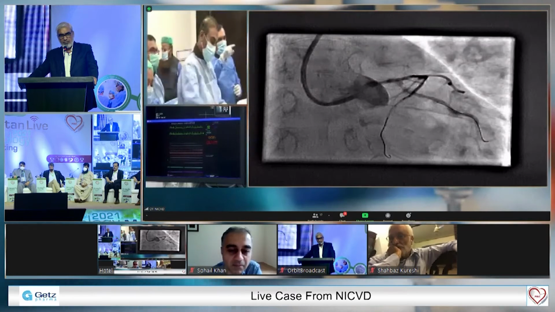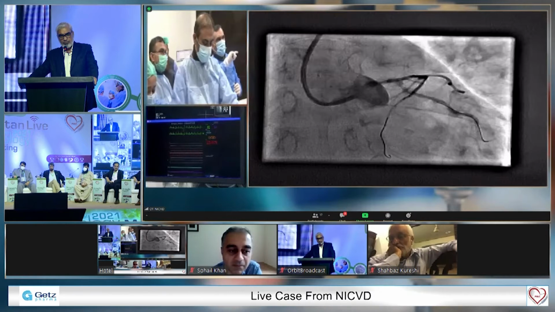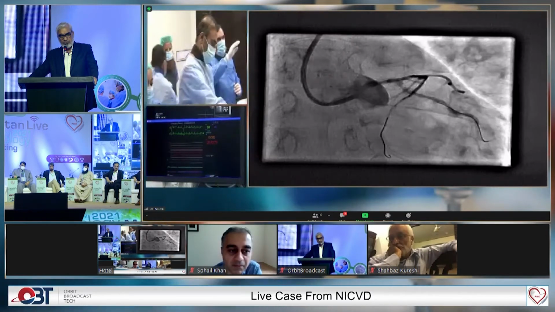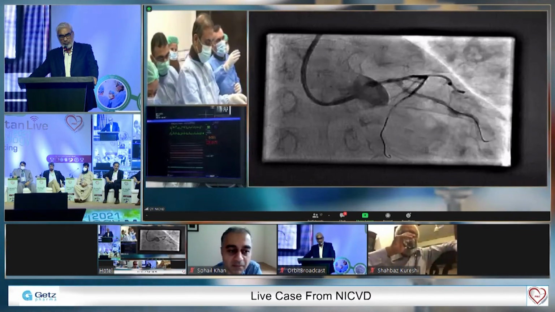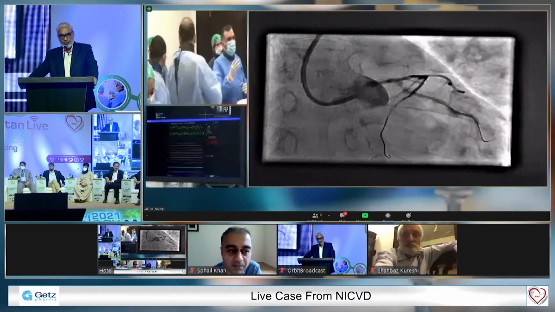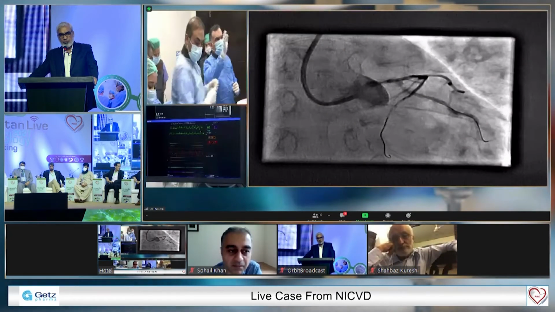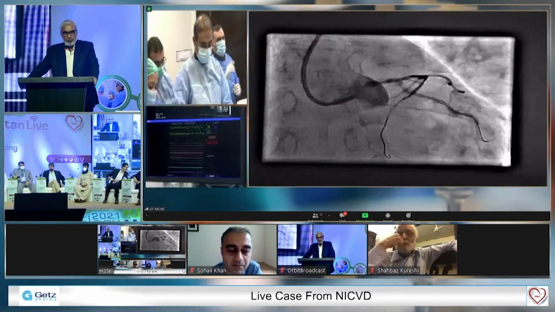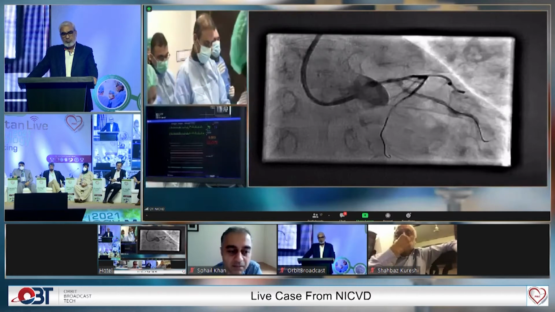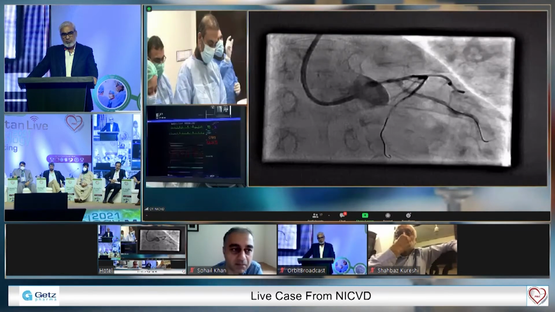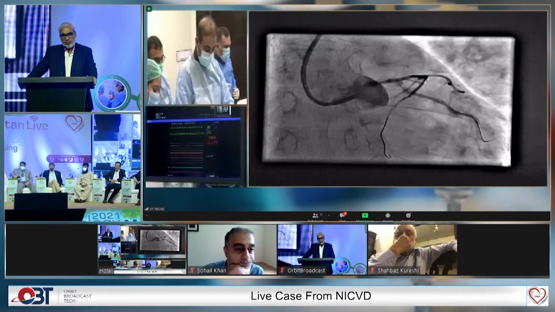Because of the angulation of the circumflex, I think I should put a stent from the distal left main, or covering the whole left main, into the circumflex. The only problem here is the trackability. And once I've done that and secured that area, then I can fix the LAD bifurcation. So the next stent would be either a DK culotte or a standard culotte into the LAD. What do you think about these?